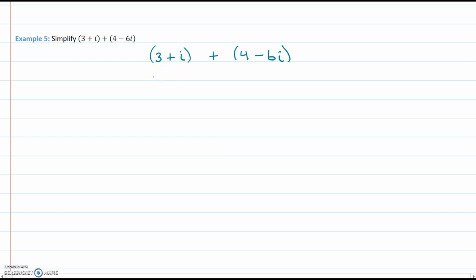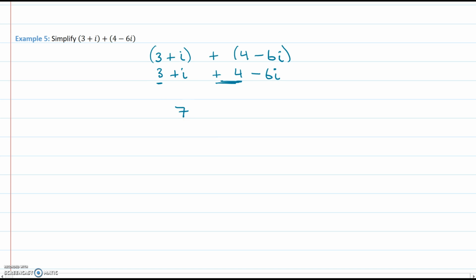Okay, so there's nothing in front of this parenthesis, so just remove those parentheses. There's just a plus in front of these parentheses, so we remove these and don't change anything. Okay, and then very simply, we treat the i almost as if it was a variable like x. We just add like terms, so add the real parts. So we're going to add the 3 and the 4. 3 plus 4 is going to be 7.